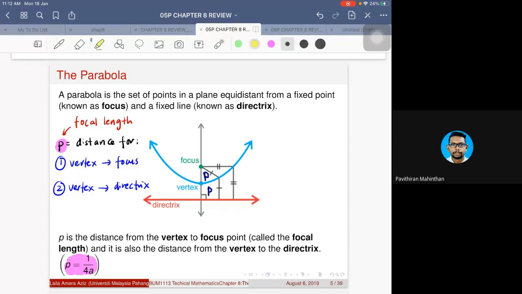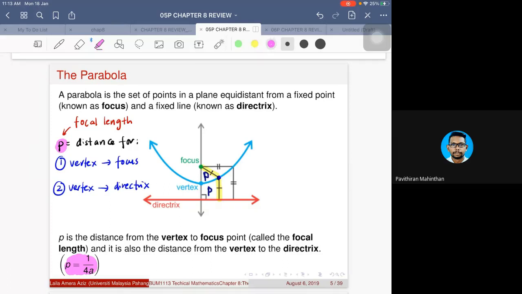Maksud dia, okay, kalau I pilih mana-mana point dekat atas kita punya parabola ni, so jarak point ni dengan satu titik yang namanya adalah focus dan satu titik lain yang namanya, dia bukan titik, dengan satu straight line yang kita panggil sebagai directrix, so jarak dia adalah sama. Okay, contoh dia, kalau you tengok kat sini, this is going to be one of the point. I ada point kat sini. So jarak point ni daripada focus, which is going to be this one over here, dengan jarak dia daripada directrix, so dia adalah sama.